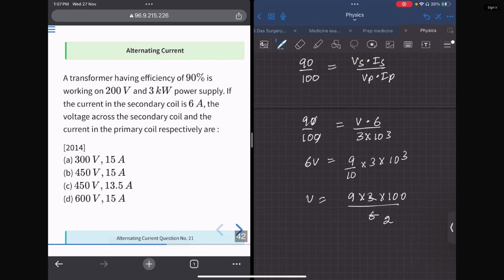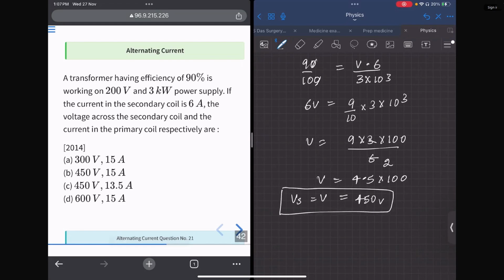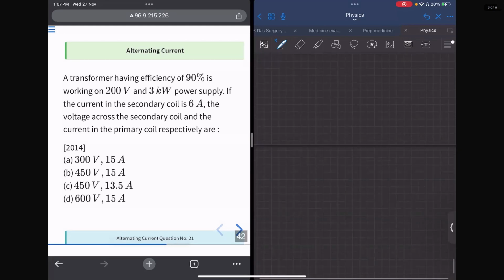3 to the 6, which is 4.5 into 100, and V is 450 volts. V, which is equal to V in secondary coil, is 450 volt. Now, they've also asked to calculate the value of current in primary coil.